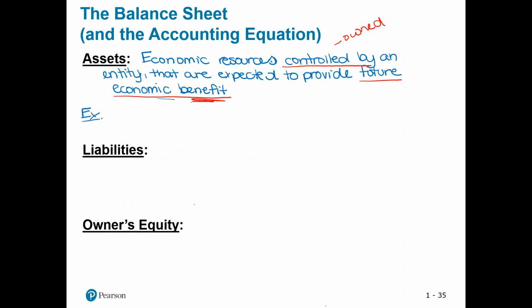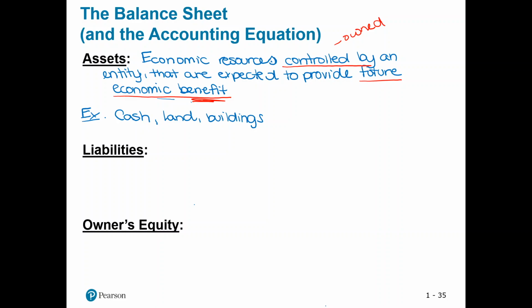Examples of some assets are cash. Obviously, that's a good thing for a business to have, to be able to purchase items. Land that a business owns. So again, this is land that they own. That would be an asset. Buildings. Again, this first point, they would be owning that building.